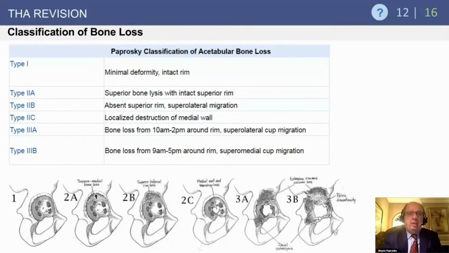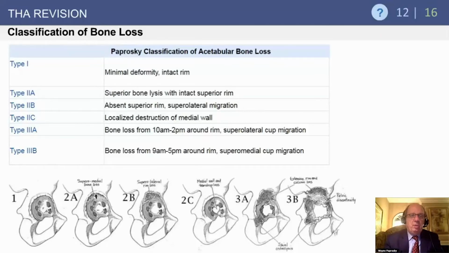Now the Paprosky classification is more based on radiographic evidence of what is left that's available for fixation. So a type 1, minimal deformity, completely intact rim. A 2A, superior rim loss. All of these have lysis. A type 2B is a migration of the component superiorly.